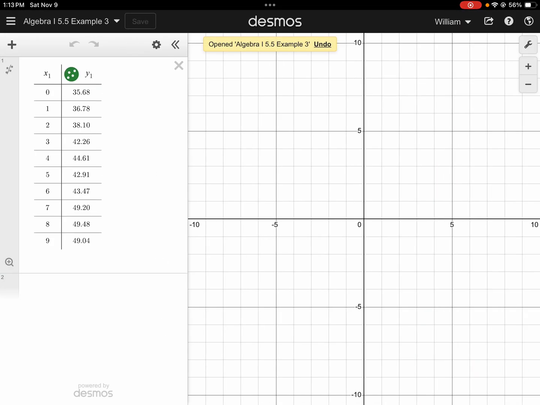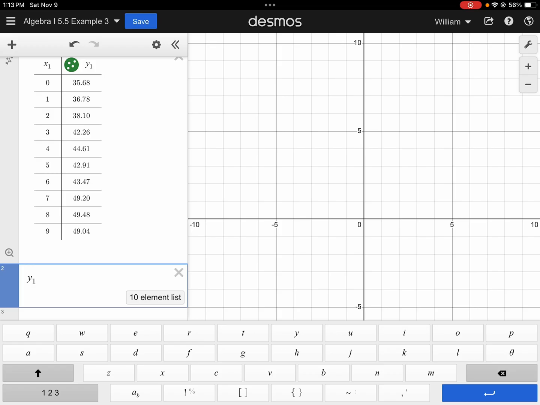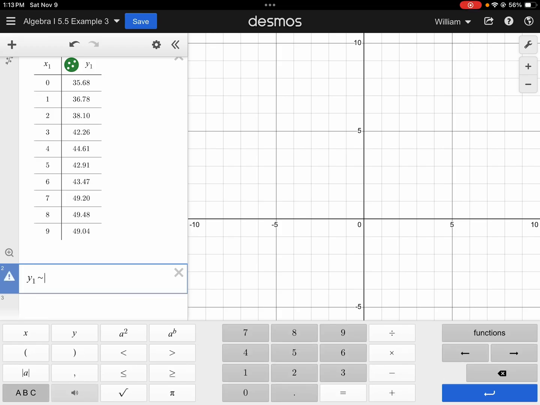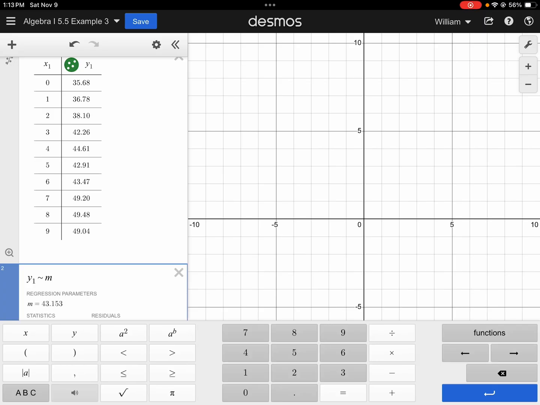And I'm going to start here like I normally do. I'm going to find my least squares regression line. So y1 tilde is m x1 plus b.